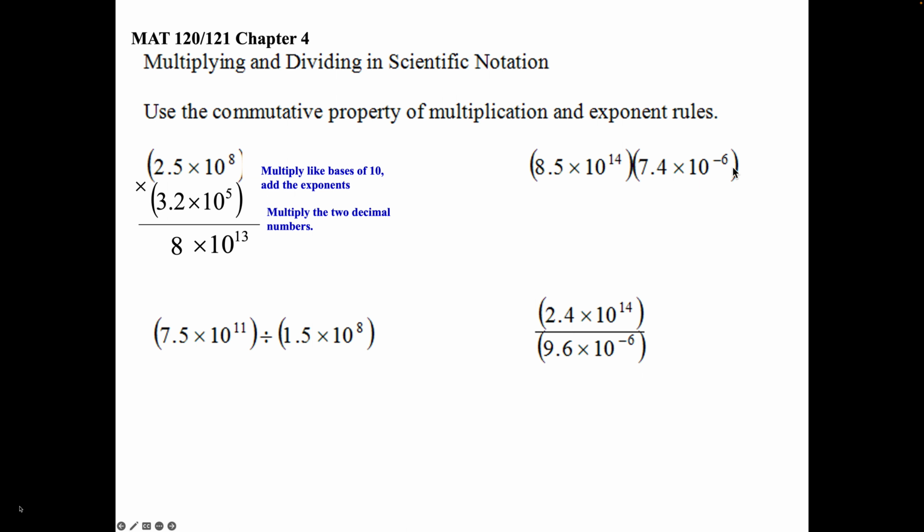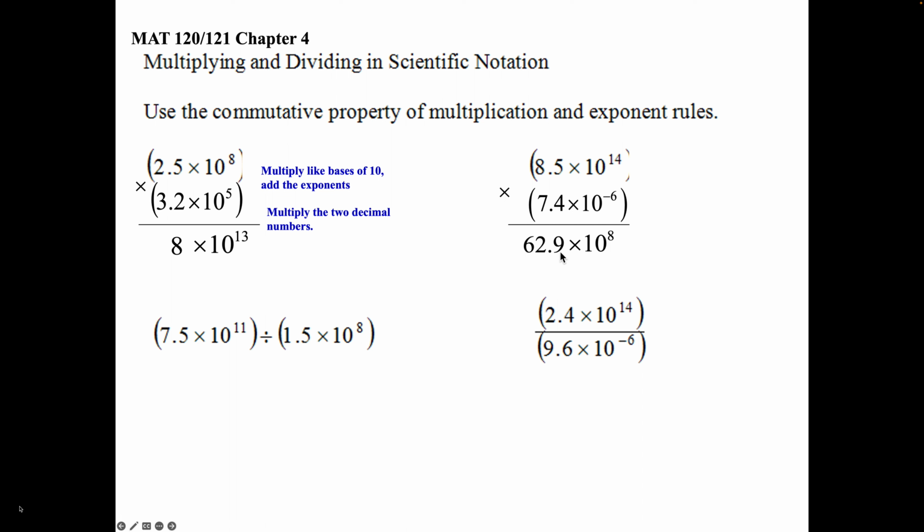Let's take our second number that we're multiplying by, move it underneath. All right, now notice my base 10s. Add the exponents, 14 plus a negative 6, that's going to be 10 to the 8th. 8.5 times 7.4. Go to your calculator. I did, and I got 62.9, and that is not my answer.